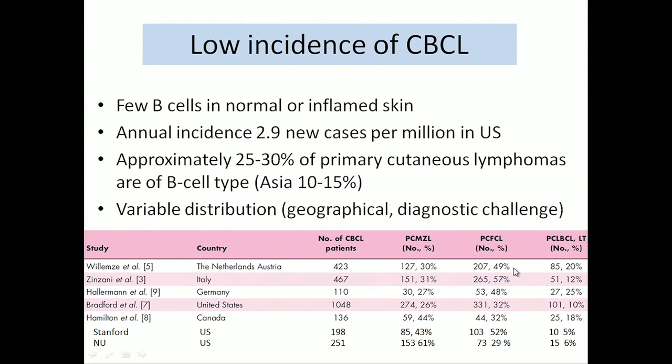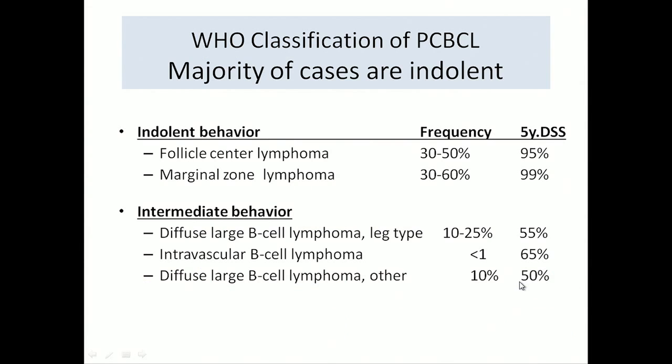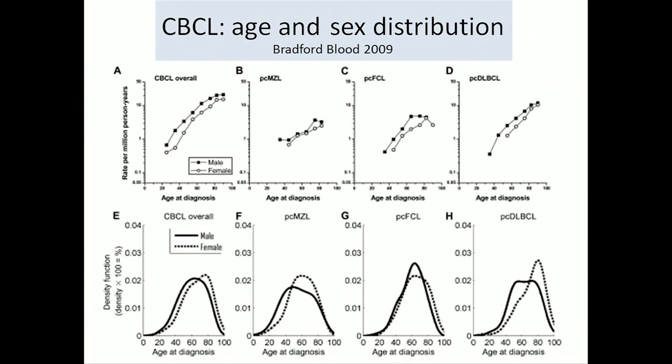I'll try to explain what's the source of confusion, but if you look at the incidence of marginal, so the main ones are marginal zone, follicle center lymphoma, leg type, and if you look at the percentages, it's all over the place. So how does the WHO classify primary cutaneous B-cell lymphoma? The majority of them are going to be indolent, low-grade follicle center lymphoma, marginal zone lymphoma. Big confusion between those two, with small percentages of the diffuse large cell and intravascular lymphomas and other subtypes.